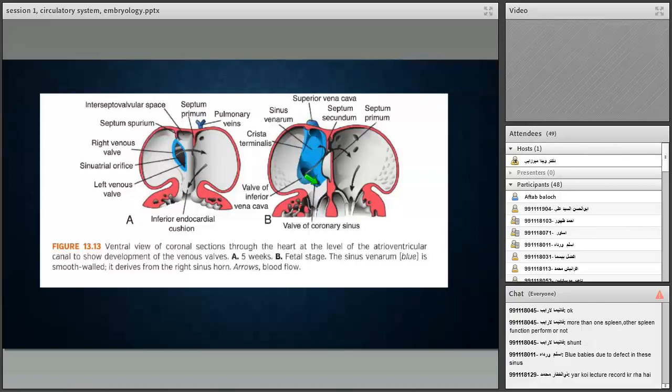The crista terminalis separates the smooth wall part of the right atrium and the rough part of the right atrium. So the origin of the smooth wall part of the right atrium is the sinus venarum, and the origin of the rough walled part of the right atrium, or the auricle, is the primitive atrium.